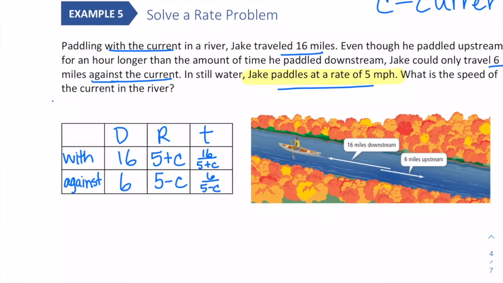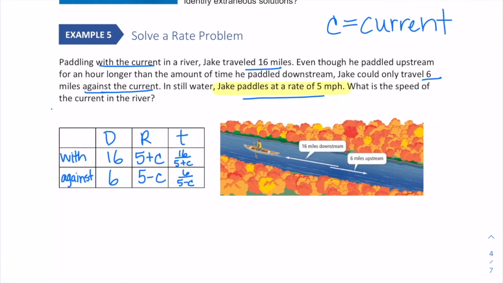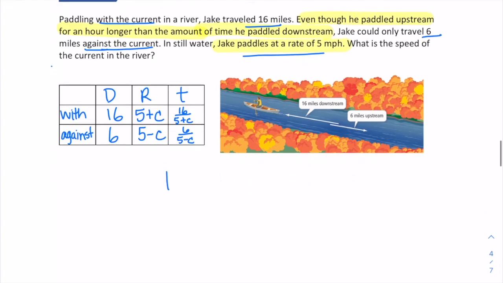Now let's consider what they say in here about the time. So they said even though he paddled upstream for an hour longer than the amount of time he paddled downstream, so he was paddling longer going with the current. So I have 16 over 5 plus c plus 1 equals 6 over 5 minus c. So let's multiply both sides by the common denominator, which will be 5 plus c times 5 minus c.